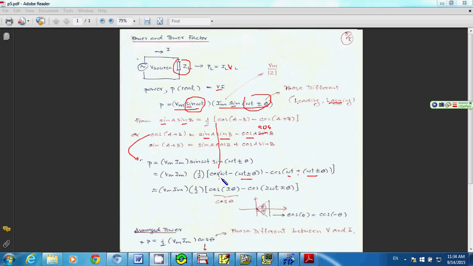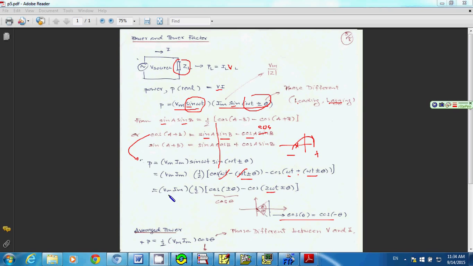Now take a look at this one. Omega t is cancelled out. This is plus and minus theta, and this becomes cosine 2 omega t, plus and minus theta. Cosine of plus or minus theta, it doesn't matter, they're all equal, right? Cosine theta is an even function, so cosine of positive theta is going to be equal to cosine of negative theta. This is what we call an even function.